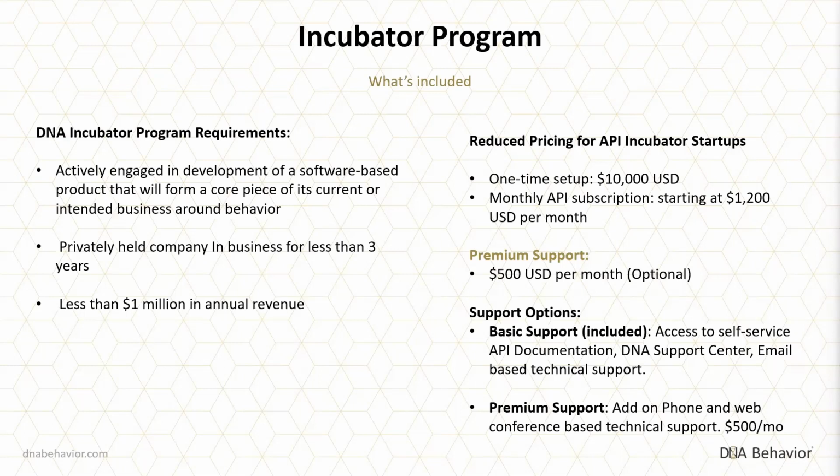You will be a privately held company in business for less than 3 years and at less than $1 million in annual revenue. If you don't meet these qualifications and you're still excited about using the DNA API, you can contact us at inquiries@dnabehavior.com, and one of our sales agents would be happy to speak with you about getting into one of our more advanced programs.